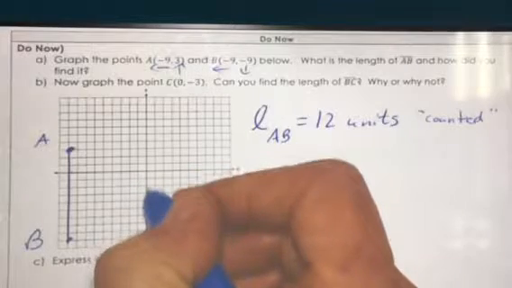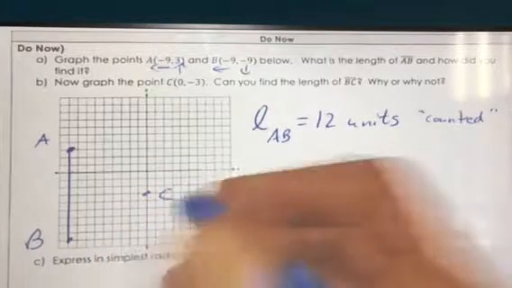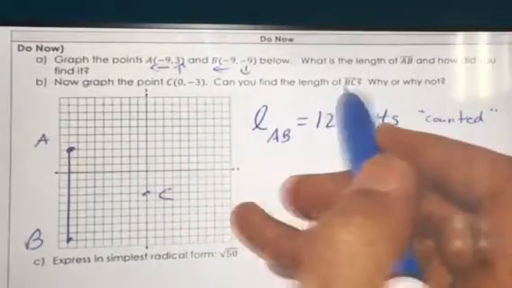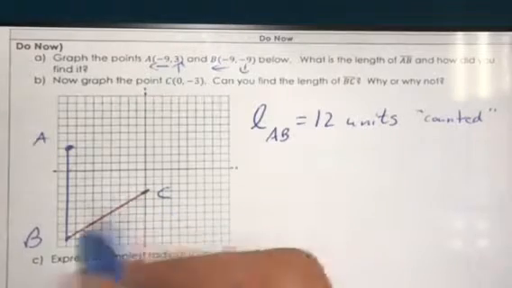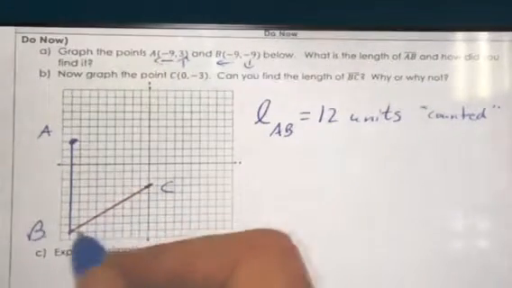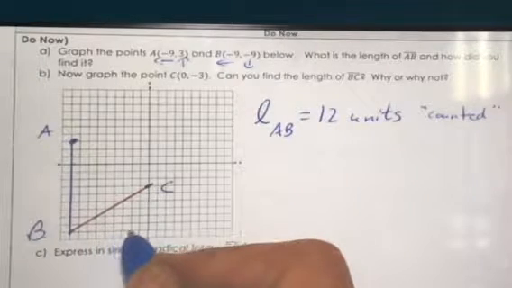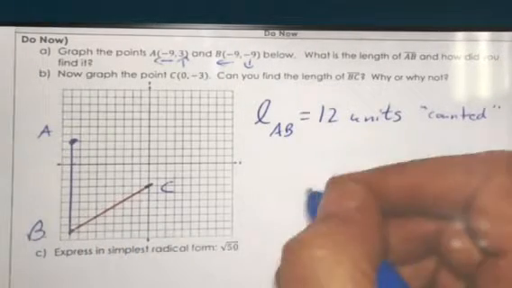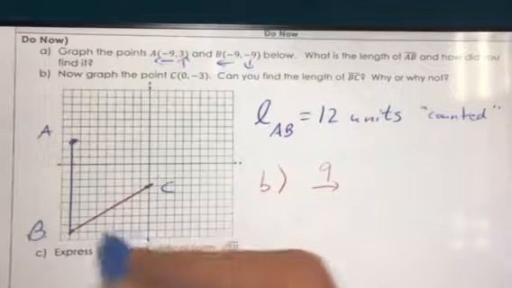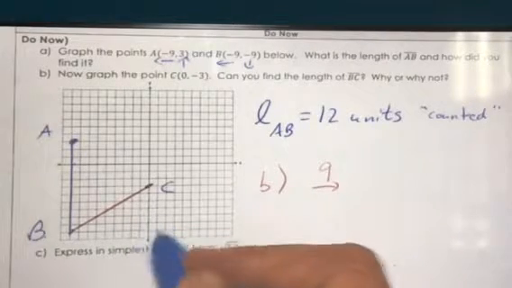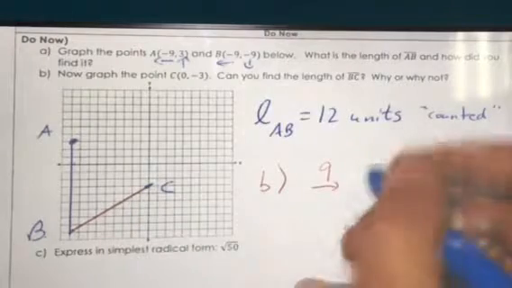0 and then down 3. Can you find the length of BC, why, or why not? So as far as how far to the right from B to C, we see 1, 2, 3, 4, 5, 6, 7, 8, 9 units to the right. This is part B. This is 9 units to the right and 1, 2, 3, 4, 5, 6 units up.